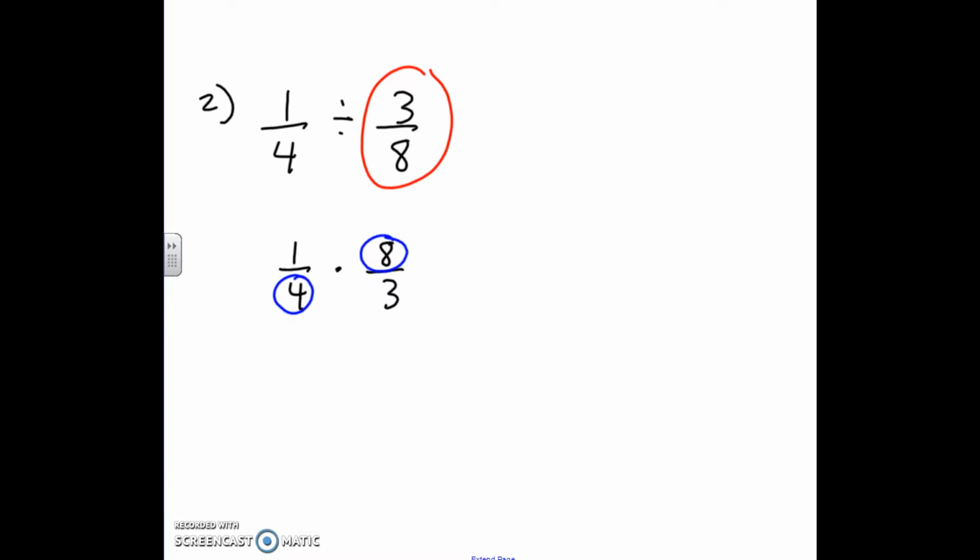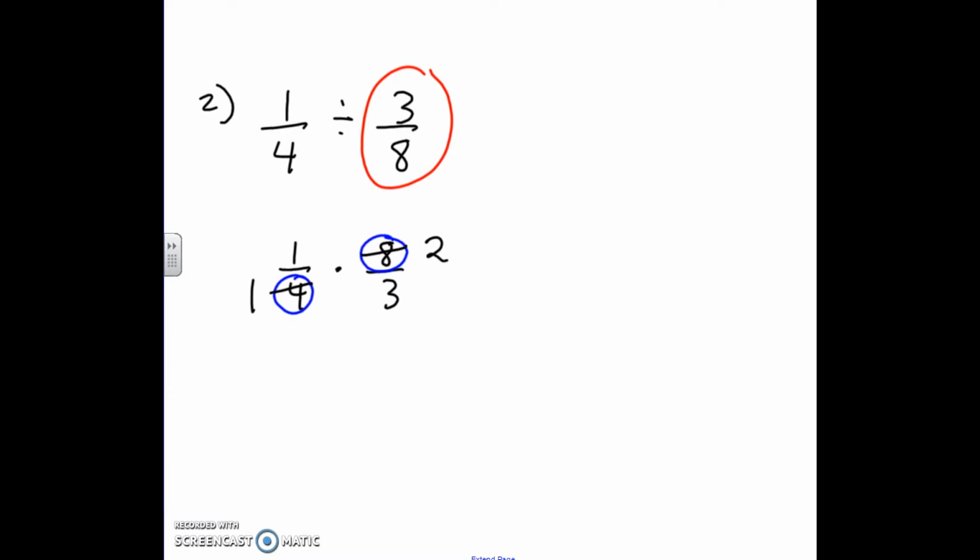However, 2 is not the largest number that goes into both of them. When we're cross-canceling, we want the biggest number that goes into both of them. The biggest number that goes into 4 and into 8 is 4. So we're going to cross out 4. We go 4 divided by 4 gives me 1. 8 divided by 4 gives me 2.